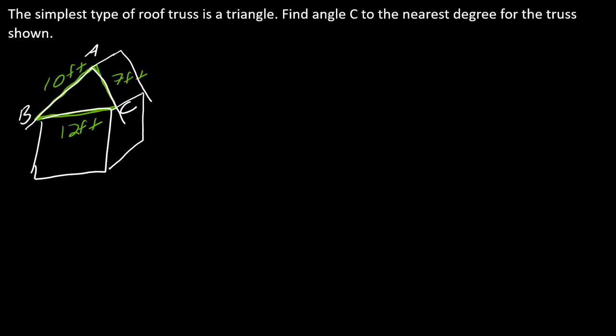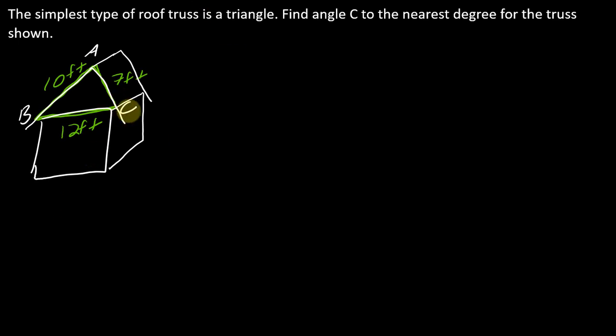All right, and let's just talk about one other type of application. It's still just using the law of cosines. So let's say I've got a roof truss. So the simplest type of roof truss is a triangle. So I want to find angle C to the nearest degree for the truss shown.